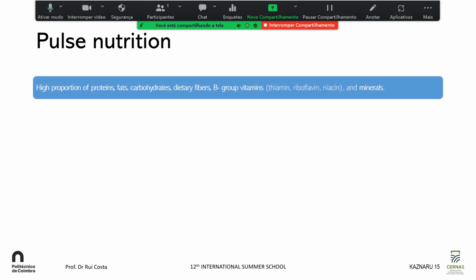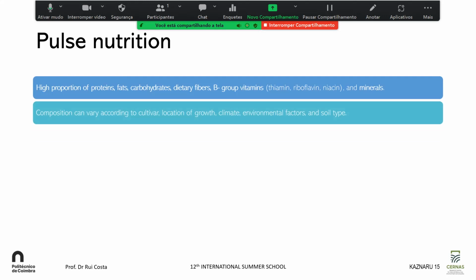So in terms of nutrition, what is the value of pulses? I already said they are high in protein and carbohydrates, especially in starch. They are not high in fats. Sorry, there's a mistake here in this slide. They are high in dietary fibers, B group vitamins, and minerals. The composition can vary, obviously, according to cultivar, location of growth, climate, environmental factors, and soil type. This is common to every crop.